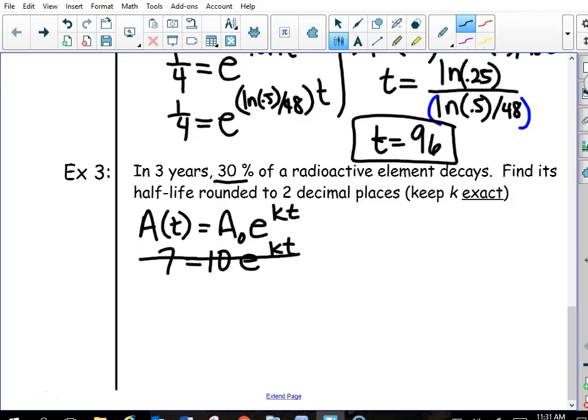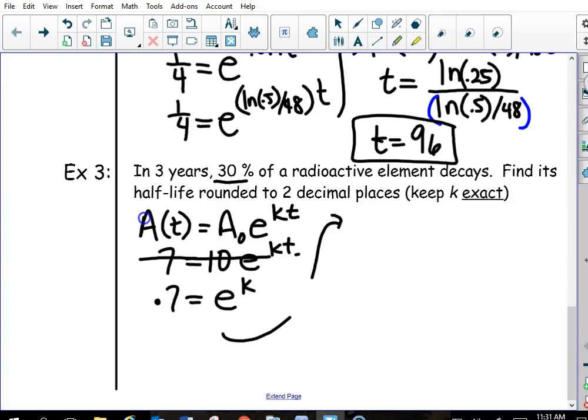You don't have to make up numbers, just use the number they give you, and we don't have to worry at all about the starting amount and the ending amount, at least not when we're solving for k. And that happens after 3 years, so let me substitute a 3 in for t. And again, we're applying a log to both sides.